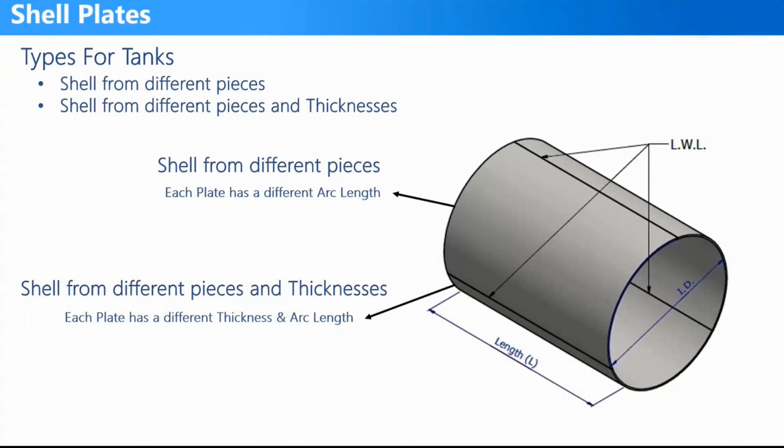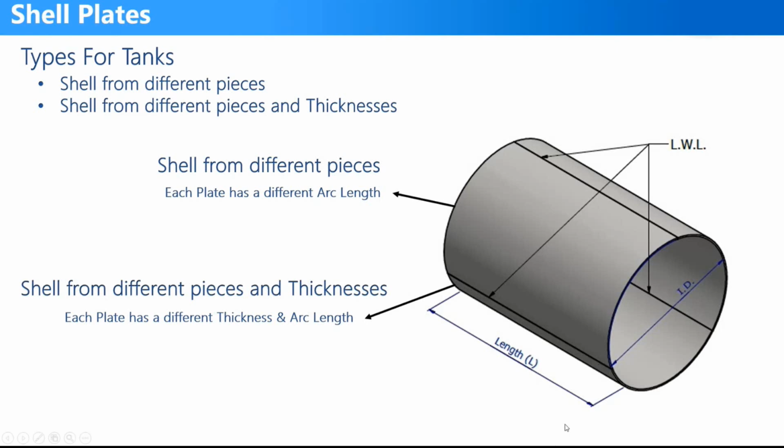Different types of shell plates are included in SEG, and for storage tanks we usually use three different types. The first type is shell made from different pieces. In this case, you will be able to control each piece's arc length. The second type gives you the ability to control the thickness of each plate.